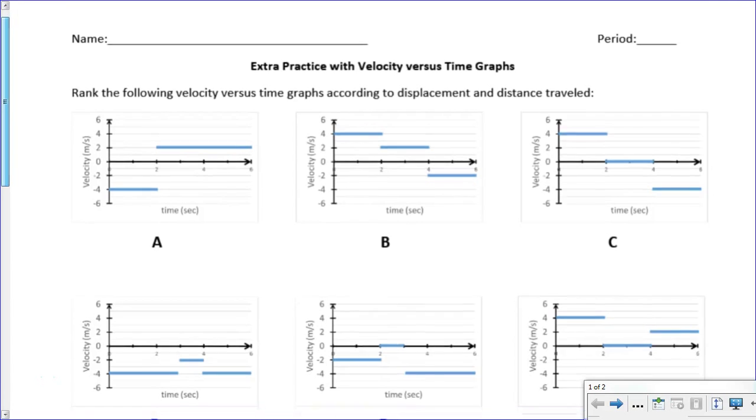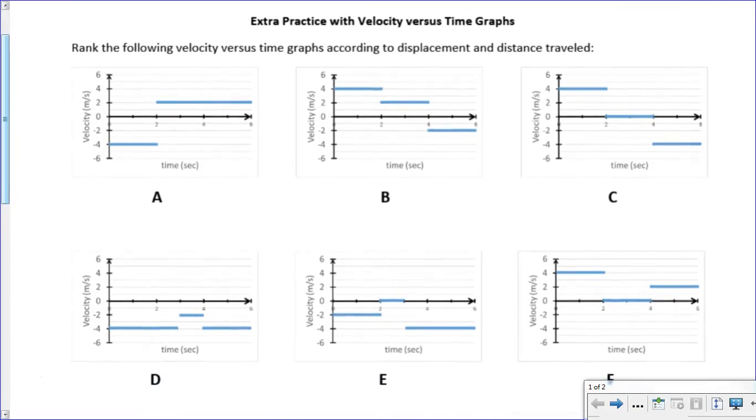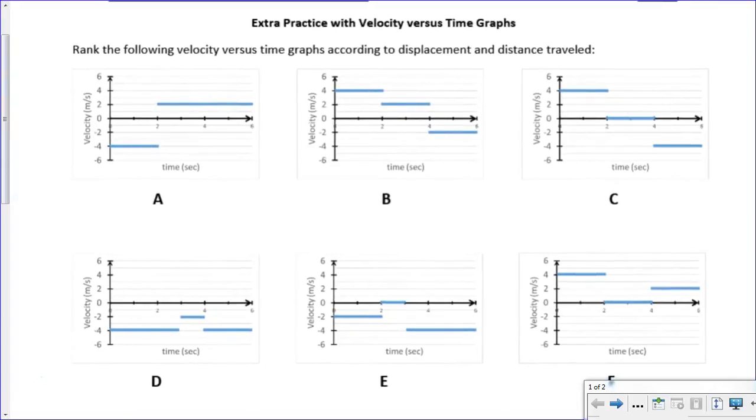The first task has us rank these according to distance traveled and displacement. When we're looking at velocity versus time graphs, what we're going to be doing is finding areas, the area between the velocity versus time graph and the axis. I imagine it creates these little boxes, for instance, a box right here, and another box right here. We're going to find the area of these boxes, and that will help us figure out what the distance traveled and the displacement are.